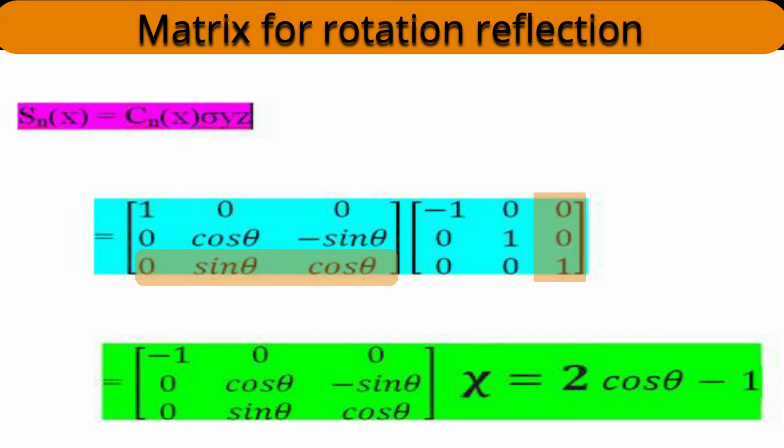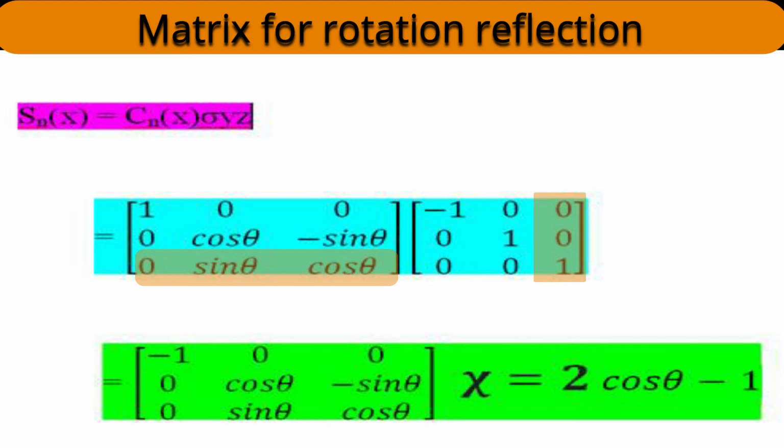Yes, 1 and cos theta will combine and the answer is cos theta. So the resultant matrix is now -1, 0, 0, 0, cos theta, minus sin theta, 0, sin theta, cos theta. This is the matrix for the rotoreflection operation where rotation is around the x-axis. What is its character? Character is the summation of diagonal elements.